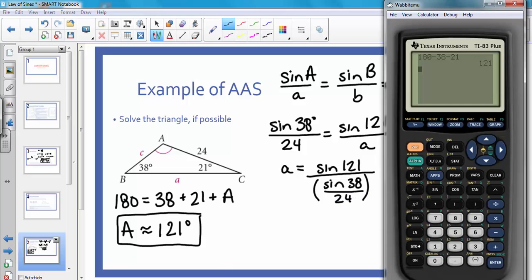Putting that all into my calculator, sine of 121 divided by the sine of 38 divided by 24. That gets me A is approximately 33.4.